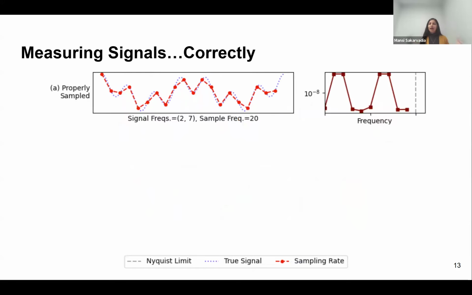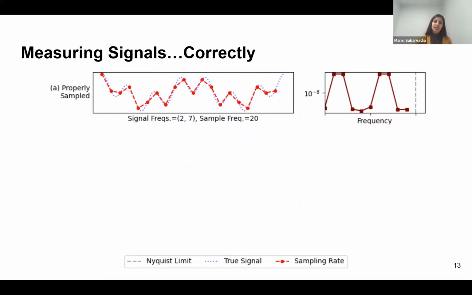So how do we measure our signals correctly in settings where we don't have prior knowledge of the system, so we can't calibrate our sampling frequency perfectly? Well, I'm going to lead with a slightly more complicated example here. It's a similar system, but instead of one underlying frequency, we have 2 underlying frequencies, 2 and 7.